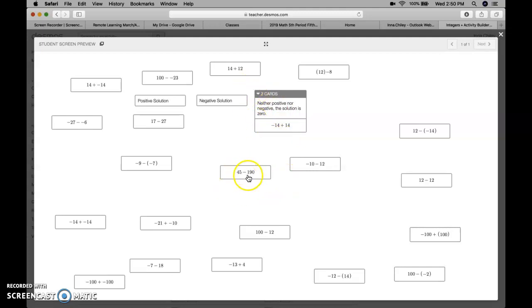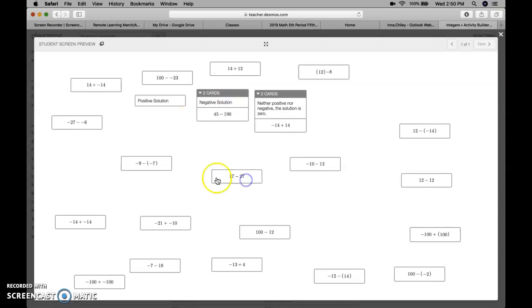Okay, this one, for example, 45 minus 190. I know if I start at 45 on the number line and I go 190 steps in the negative direction, I'm definitely going to get a negative answer. So I would clip that card here.